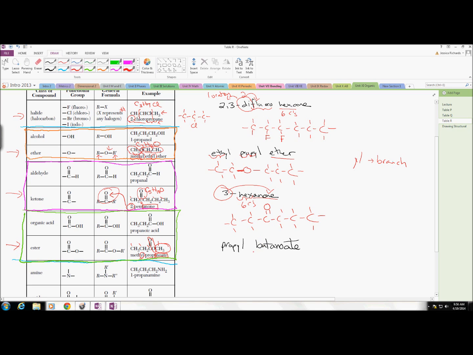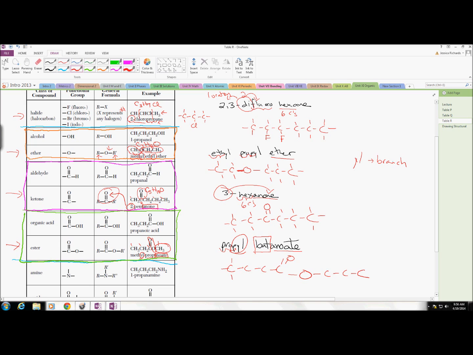So when I look at this example, butanoate, my 4 carbons must go with the double bonded oxygen. 1, 2, 3, 4. And because this is a branch, this must be the branch off of the oxygen, and prop means 3, so the branch off of the oxygen must have 3 carbons. And again, to finish this off, to make sure you get credit, add your hydrogen so every carbon has 4.